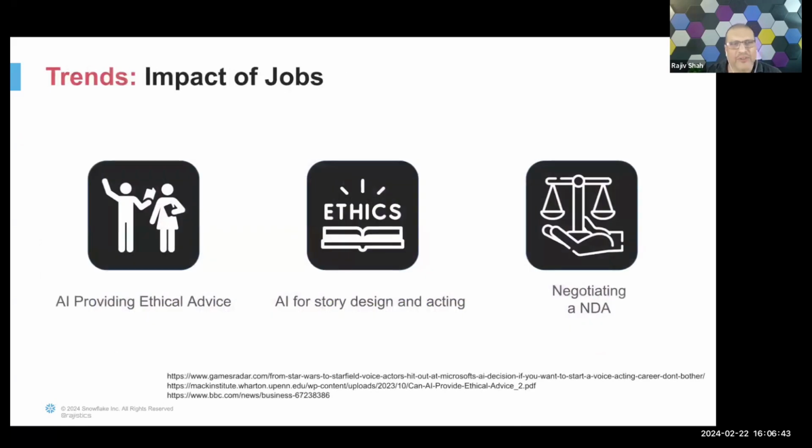I never really finished with the slide, but you see the impact on jobs already. I think there was a story on AI providing ethical advice and actually doing it better than a human. You see them already helping out with story design and acting, not necessarily taking over. I think I saw another article on using AI to negotiate an NDA, and it did a better job going back and forth. So we'll see more of that kind of stuff as we try to figure out how they're going to fit into all of this.